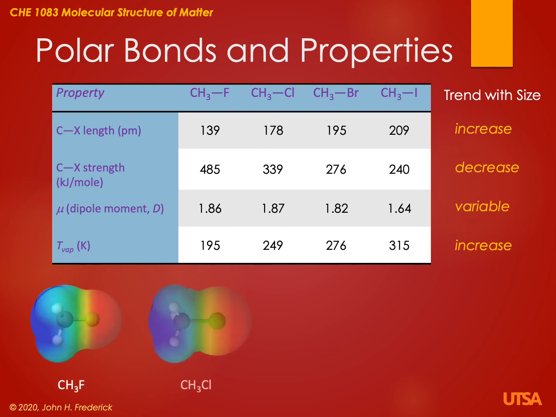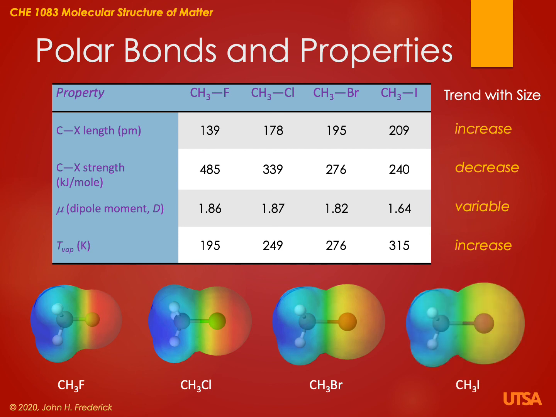Let's take a look at what these look like. Here are some MEP surfaces for each of them, and you can clearly see that the bond is getting longer as we move across, but you can also see that the intensity of the charge separation is greatest for the methyl fluoride, and it decreases as we move across. So this confirms that the dipole moment is being preserved in the first three largely because the bond is getting longer, not because it is separating the charge any differently. It's actually separating the charge more weakly.